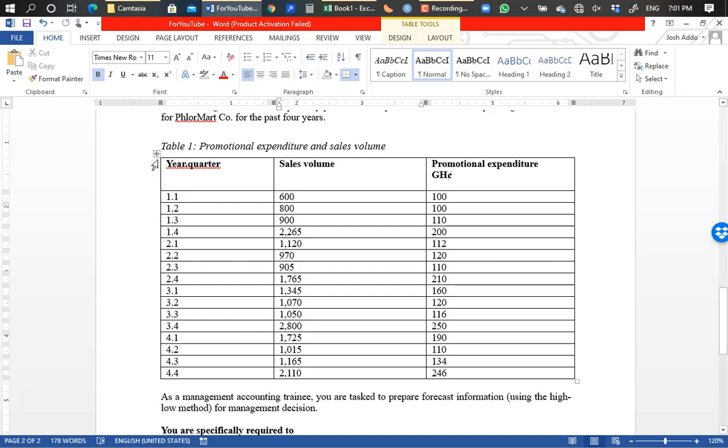So this is how the numbers are speaking. The year dot quarter, it means that 1.1 is year 1 quarter 1, 1.2 year 1 quarter 2. Each year has 4 quarters. So for year 1 we have the 4 quarters, year 2 the 4 quarters, year 3 4 quarters, year 4 4 quarters. And we have the corresponding data for sales volume and promotional expenditure.